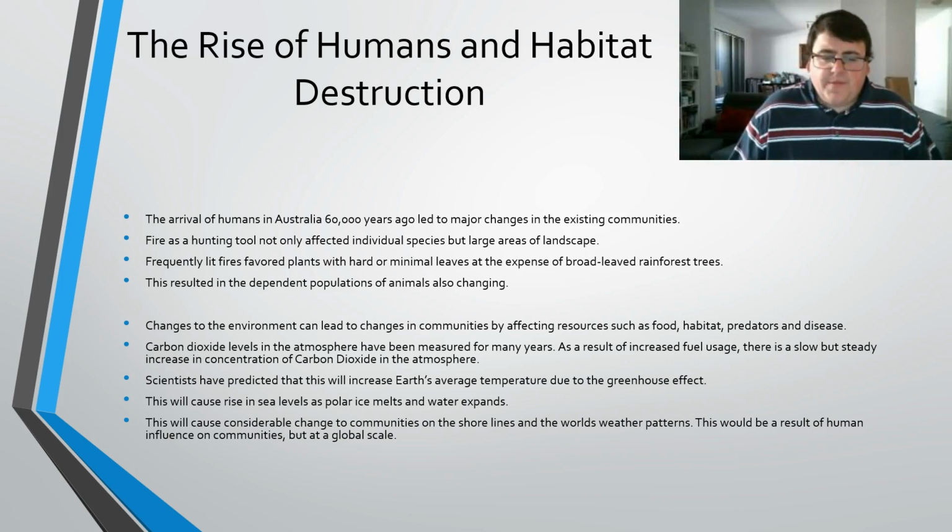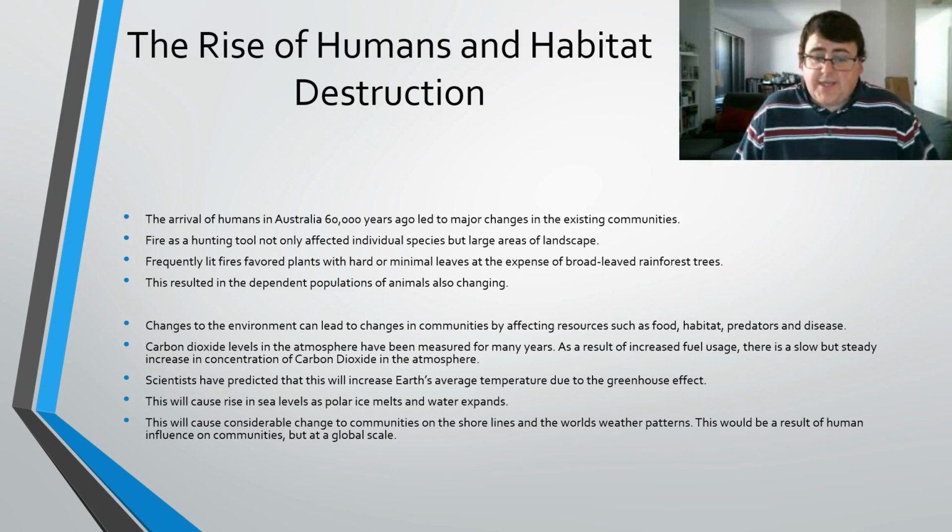Every time that the environment changes, it can lead to a change in the communities because it's affecting resources such as food, habitat, predators, and disease. And that's exactly what we saw in Australia. Carbon dioxide levels in the atmosphere, we've measured those for many, many years. And all of a sudden, with a rise in population, a rise in cars being used, and increased fuel being used, there is a slow but steady increase in the concentration of carbon dioxide in the atmosphere. That is undisputable. We have facts for that. We've been measuring those carbon dioxide levels, and it has increased.